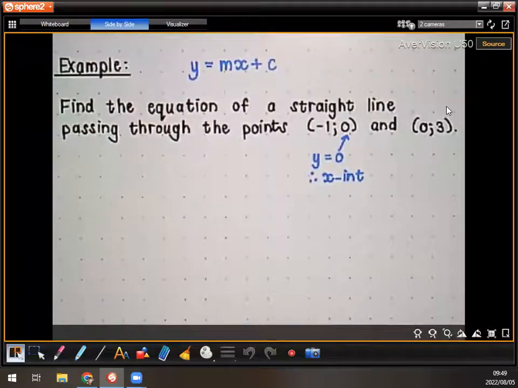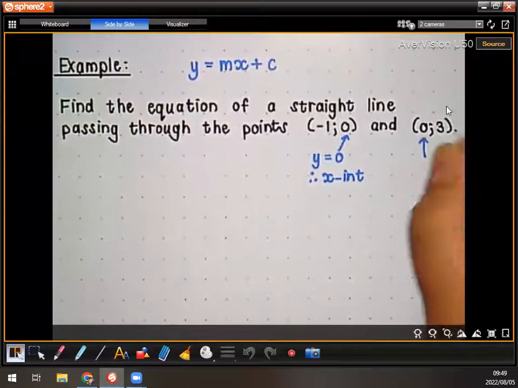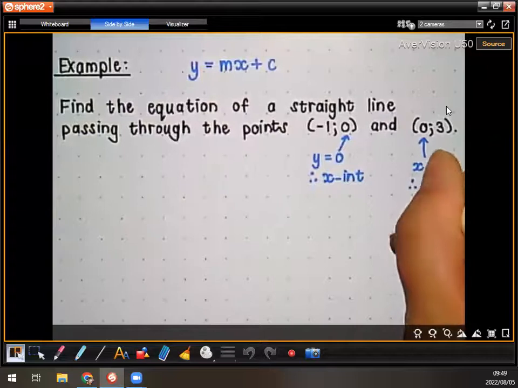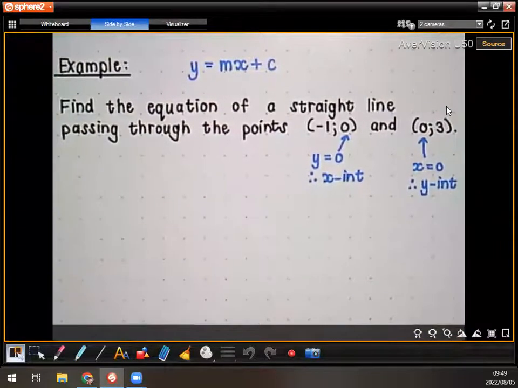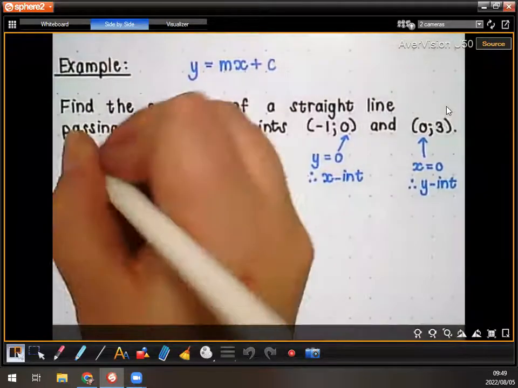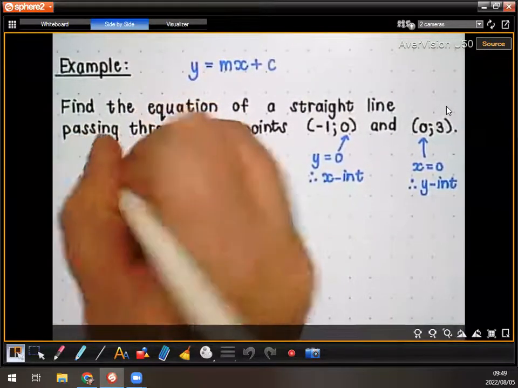The next point, (0, 3), that point has an x value of 0. So what type of point is this? Y-intercept. Remember, if you have to calculate the y-intercept in any graph and you can't remember how to read it off, you can always just make x equal to 0. So if it's given you a point with an x value of 0, that is the y-intercept. And that intercept is at 3. So that means that c is equal to 3.